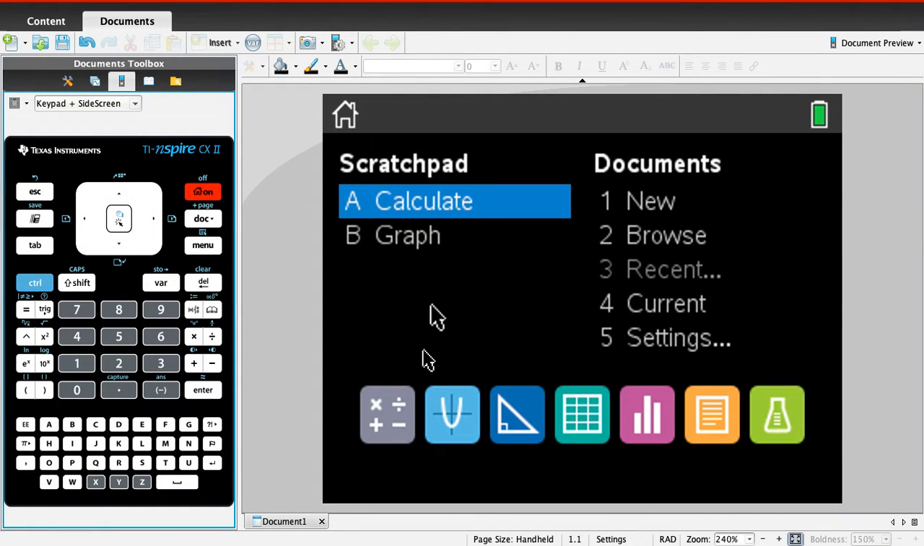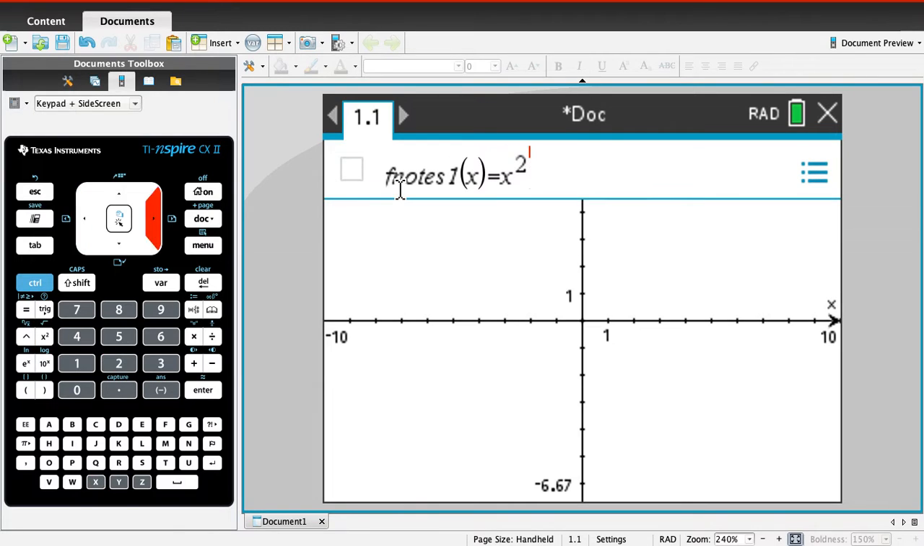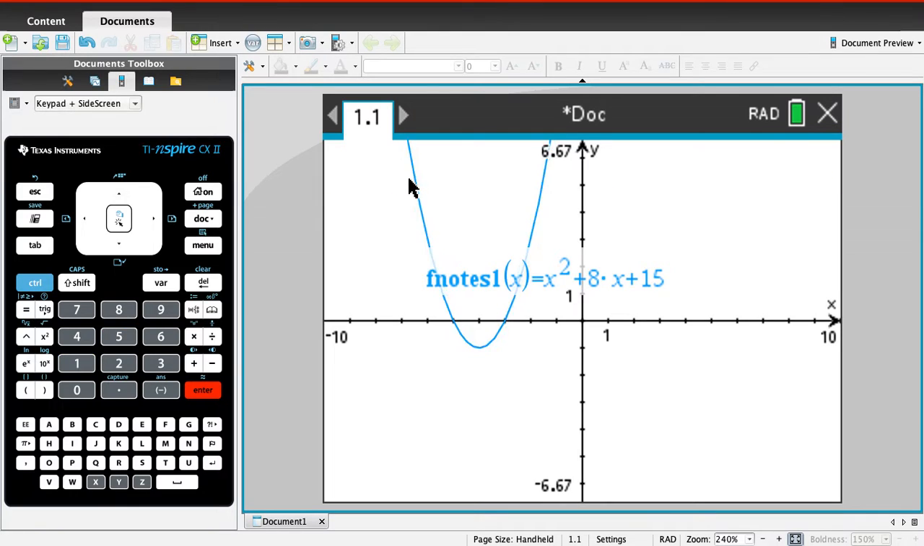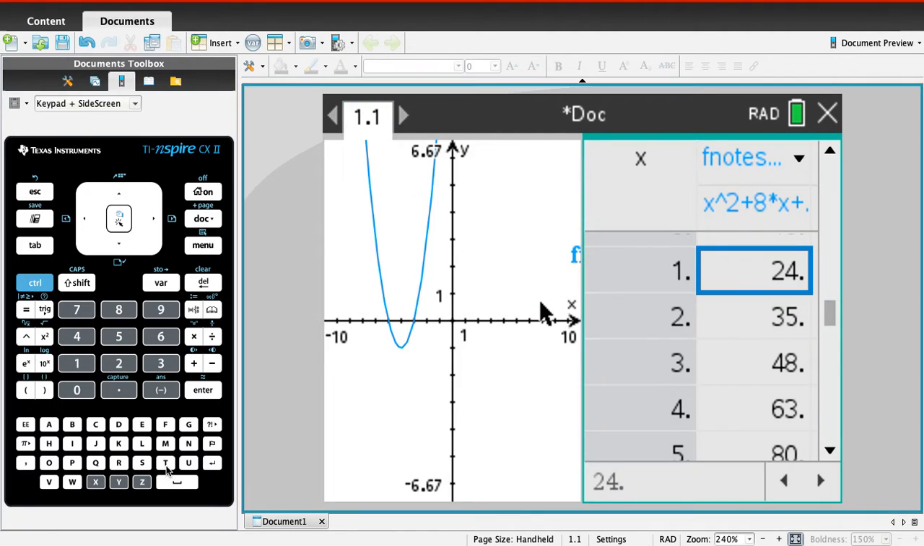So I'm going to graph my question. I'm going to call this the function for my notes, number 1. Let's get that typed in there. All right, so my graph should look something like this. Looks like it's touching at approximately -5 and -3. Those are my zeros. But more importantly, I want to take a look at the table. So Control T. All right, here's my table.